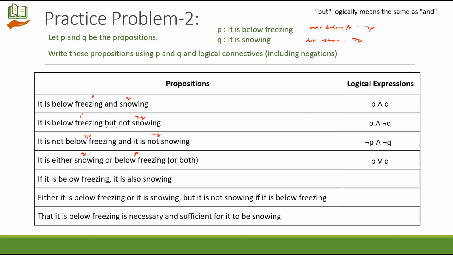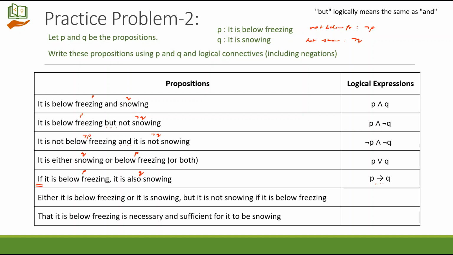Next, if it is below freezing, it is also snowing. Below freezing is P, also snowing is Q, but here it is connected using if. So when we say if P, Q, what is it? It is P implies Q. What about the next one?